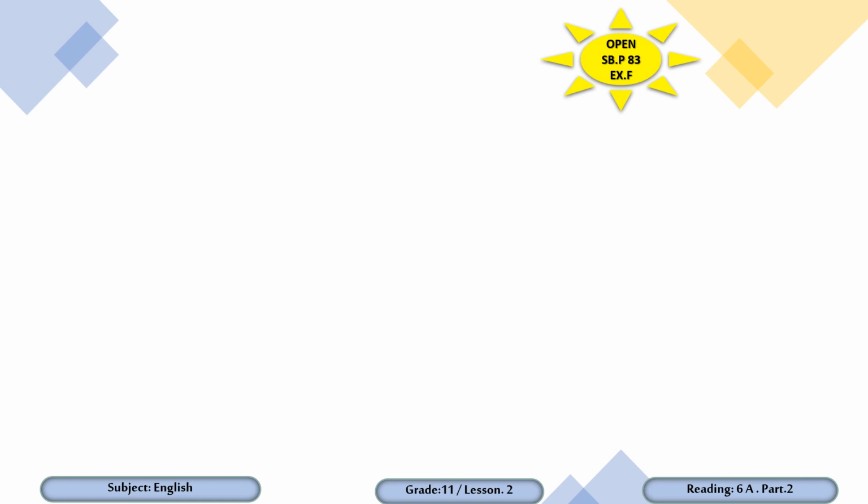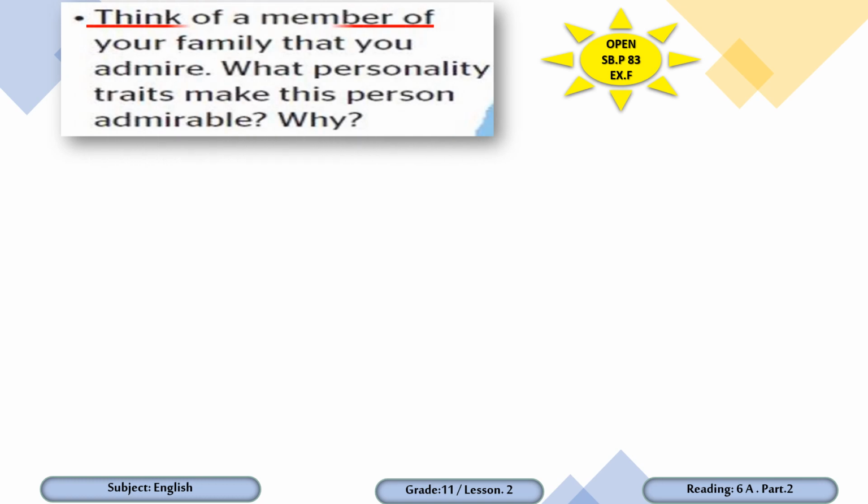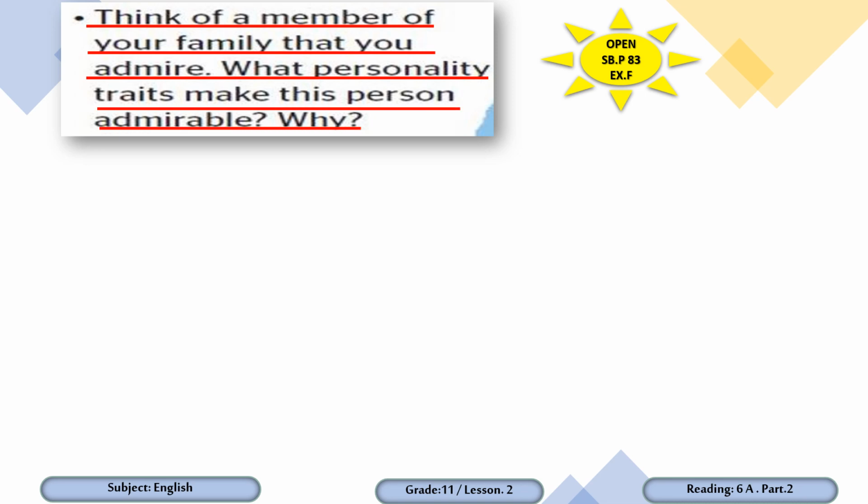Dear students, we are still in the student's book, page 83, exercise F. Now think of a member of your family that you admire. What personality traits make this person admirable and why? Dear students, what you simply need to do is to think of one member of your family that you admire and think of the personal qualities that you like in this person. Please take your time, pause the video for some time, think of the person and his or her qualities. After that, play the video again in order to read the suggested answer.